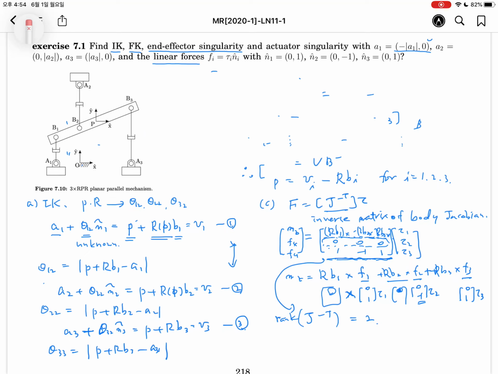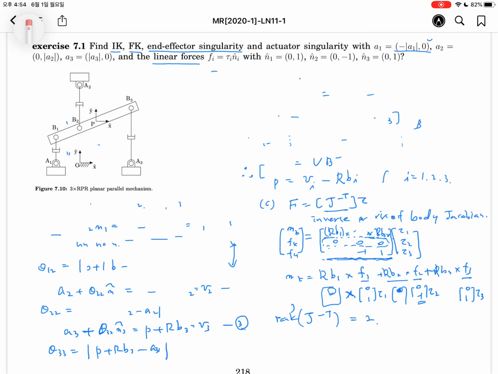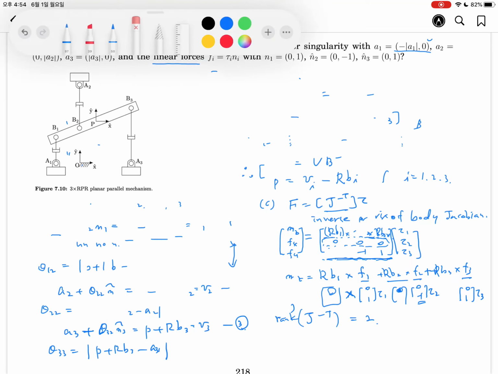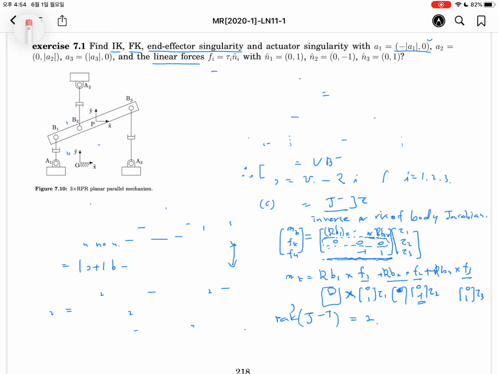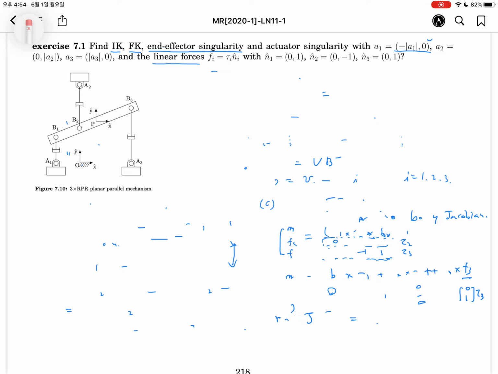I will delete this. Is there a good way to delete? I don't know what to do. It takes some time.